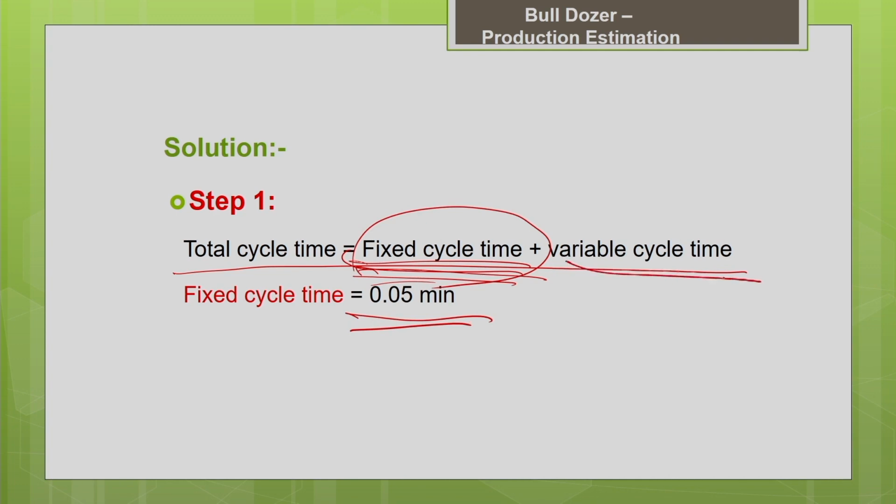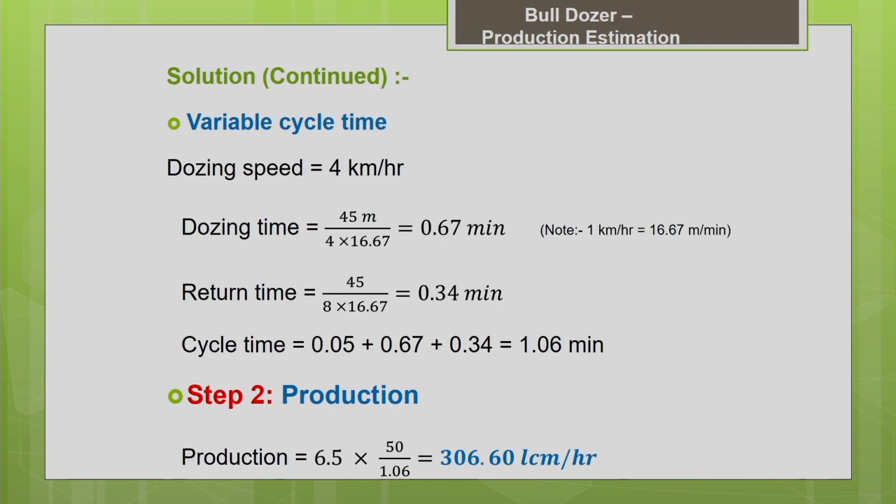Now we have to estimate the variable cycle time. That depends upon your haul distance and the speed. Variable cycle time is made up of dozing time and the return time, the onward journey and the return journey. For the dozing time, you know the dozing distance is 45 meter and the speed is given as 4 km per hour. So let me convert and find the dozing time.